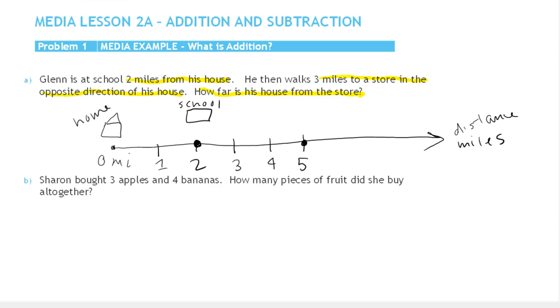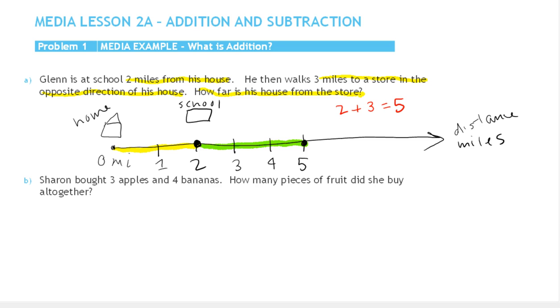So, just looking at this, let's use a highlighter. He started 2 miles from his house, then he went another 3 miles from his house in the opposite direction of his house, and his house must be a total of 5 miles from the store. So we would write this as 2 plus 3 equals 5.